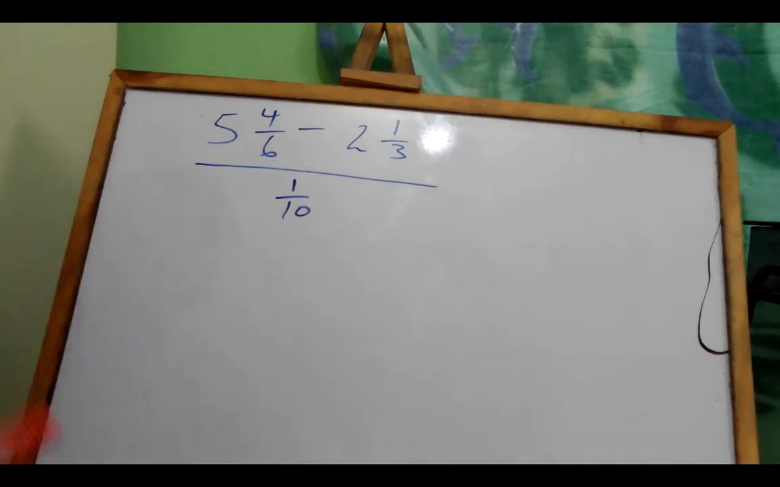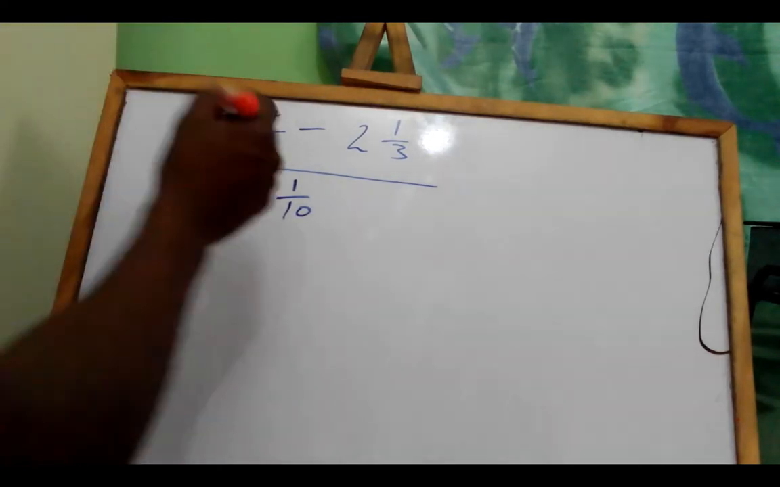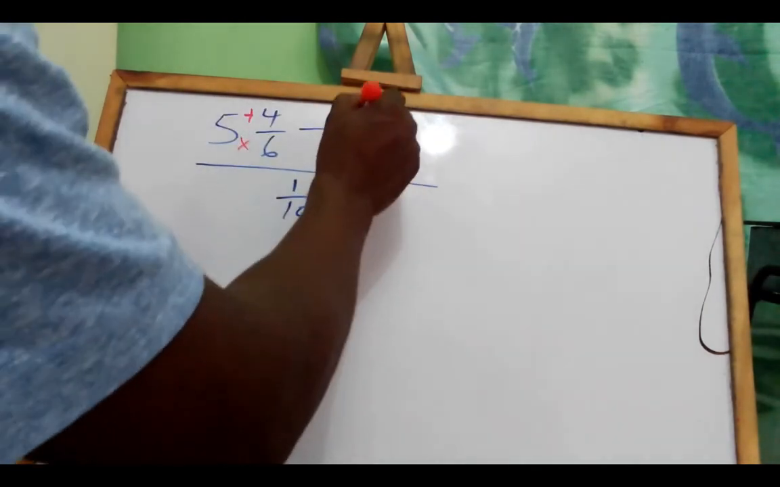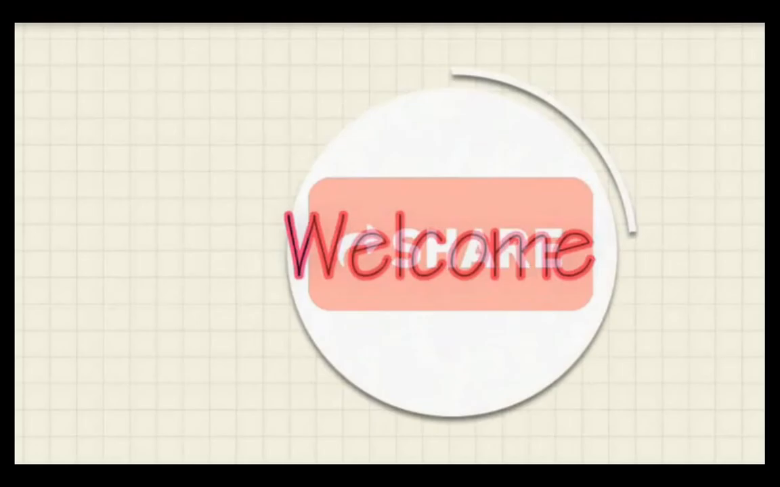Since we have some mixed fractions here, we know that we must convert these mixed fractions into improper fractions.